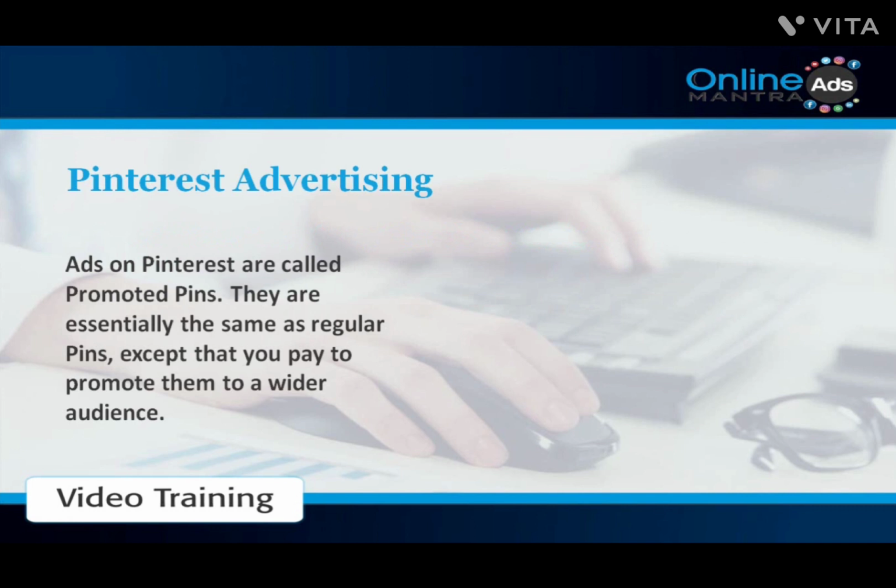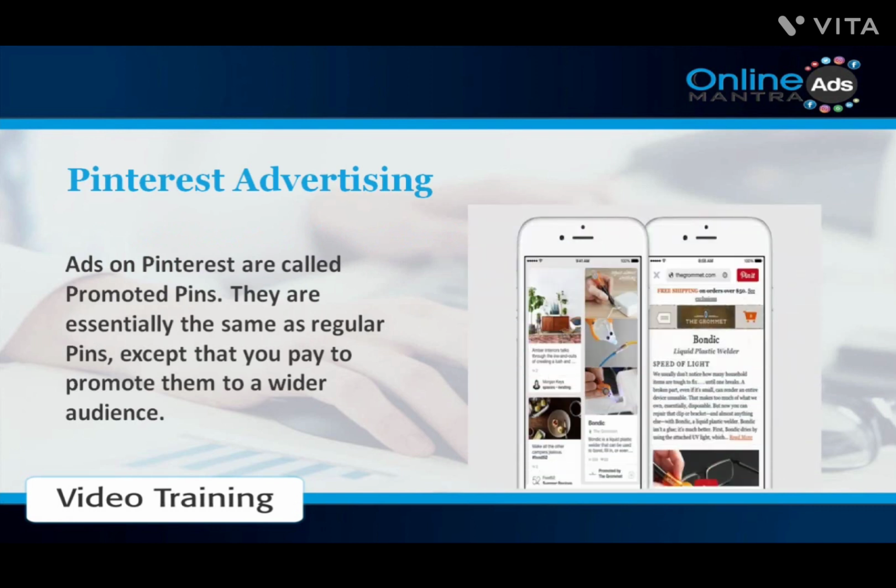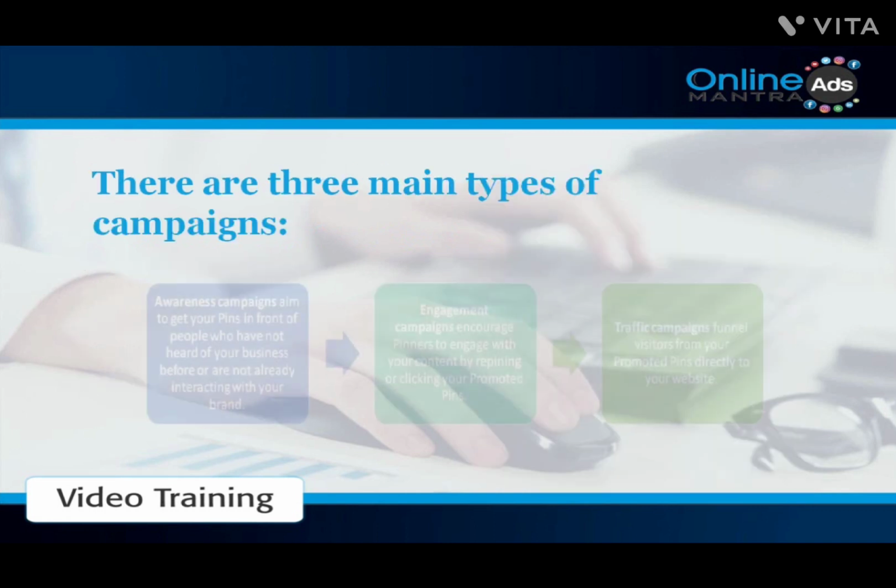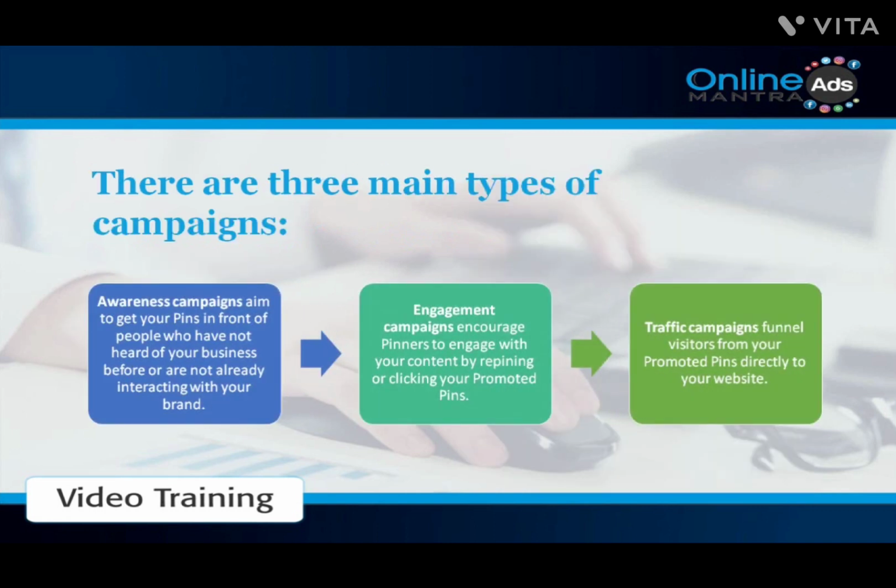Pinterest advertising. Ads on Pinterest are called promoted pins. They are essentially the same as regular pins, except that you pay to promote them to a wider audience. There are three main types of campaigns. Awareness campaigns aim to get your pins in front of people who have not heard of your business before or are not already interacting with your brand. Engagement campaigns encourage pinners to engage with your content by replying or clicking your promoted pins. Traffic campaigns funnel visitors from your promoted pins directly to your website.